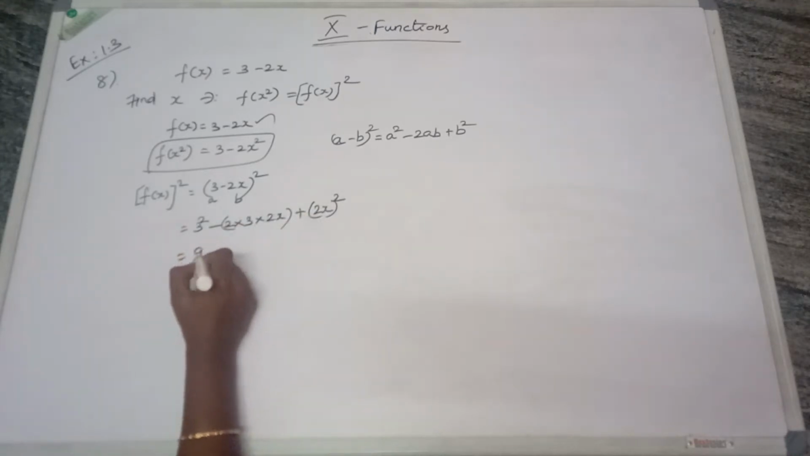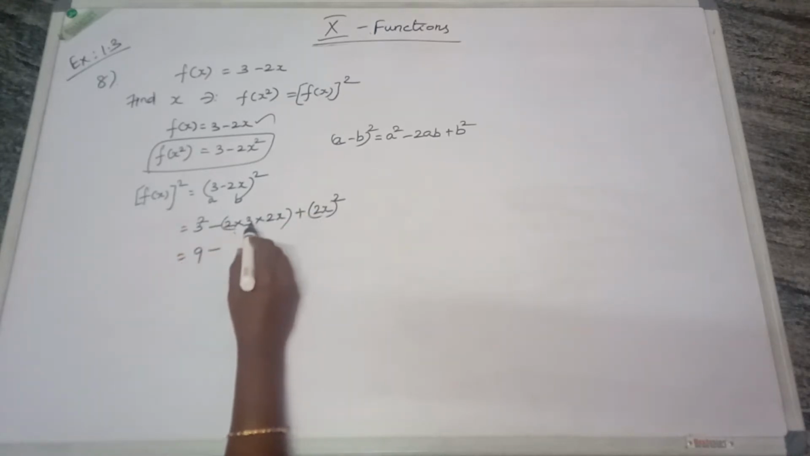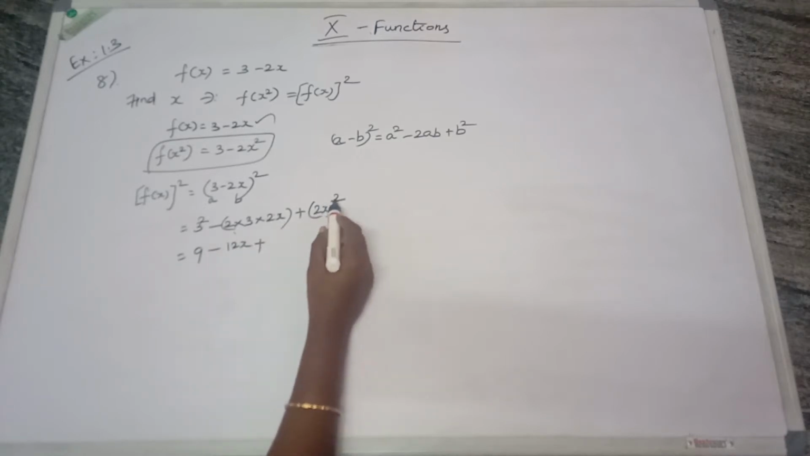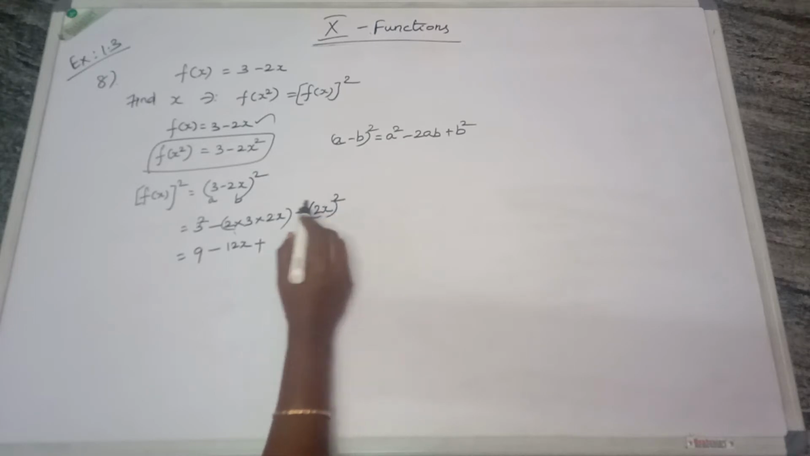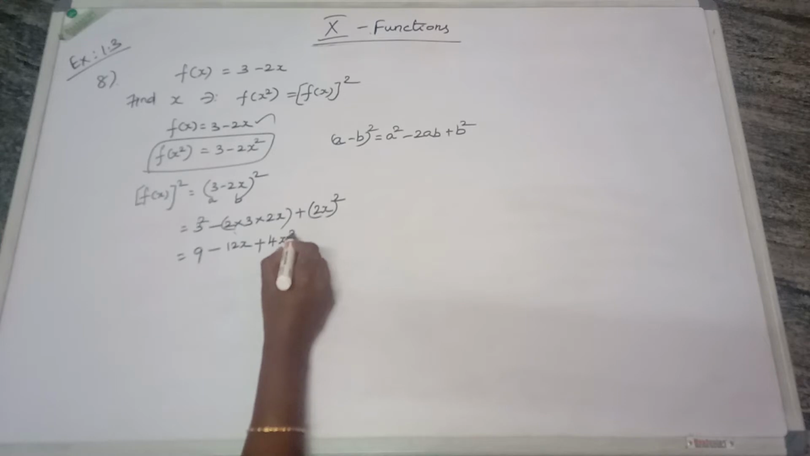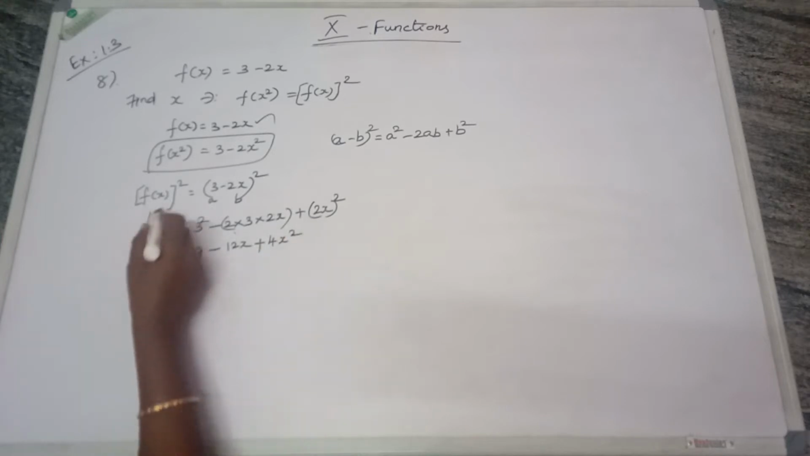3 square is 9. Minus 3 twos are 6, 6 twos are 12, so 12x. Plus this square is for 2 as well as x, so 2 square x square. 2 square is 4, so 4x square. So this is the value of f of x the whole square.